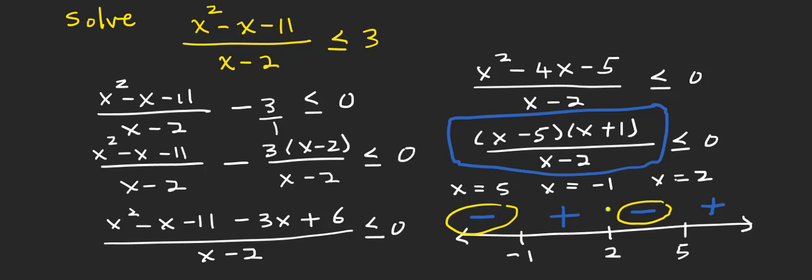But notice you have the underline. So you could say that it's negative infinity to negative 1 bracket, or bracket 2 to 5 bracket. However, you've got to be careful here. Notice this is undefined when x equals what? x equals 2, right? So we cannot include 2, even though you have the underline. So you've got to use parentheses for 2, because 2 cannot be included.